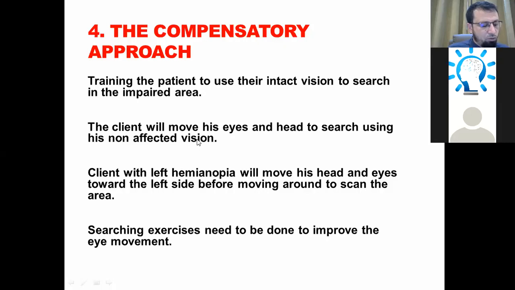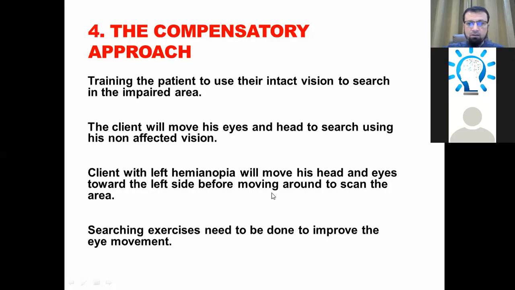So always they need to move the head and the eye. Okay, we'll have the break after 5 minutes. The client will move his eyes and head to search using the non-affected vision. A client with left hemianopsia will move his head and eyes toward the left side before moving around.